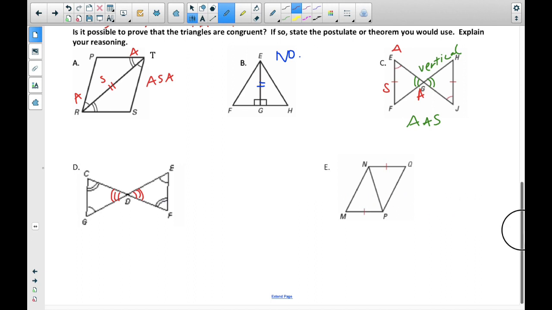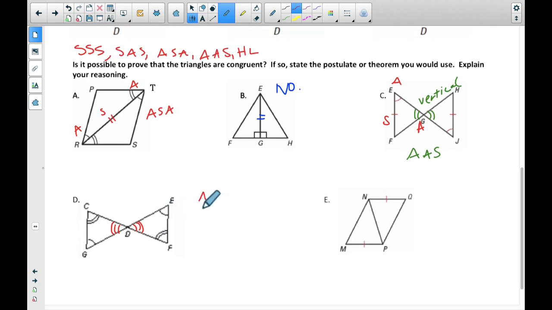Now, we have three things, so good, but they're angle, and angle. They're all angles. They might not be congruent. If we don't have a side, we have to have at least one side. So no, not enough information here.